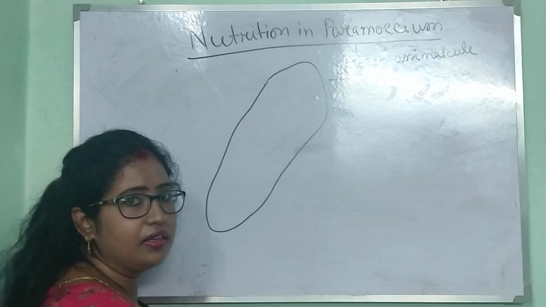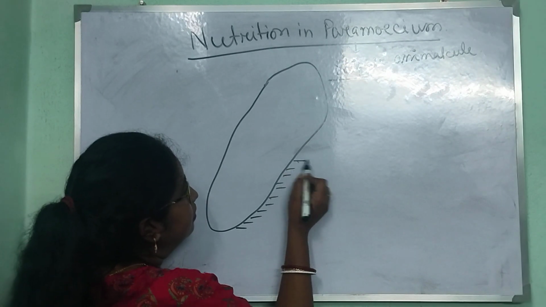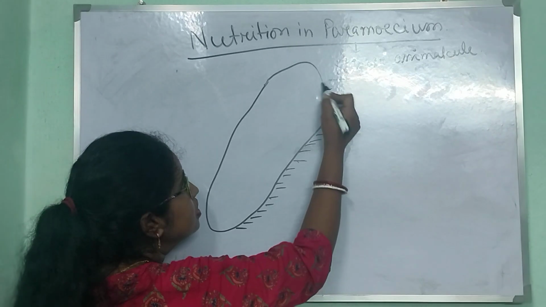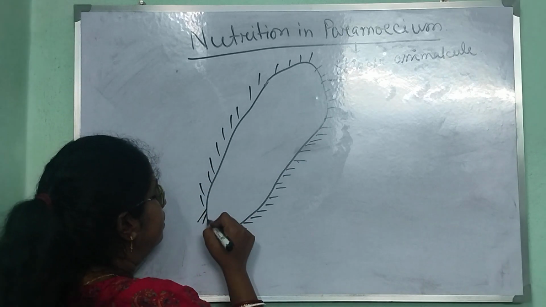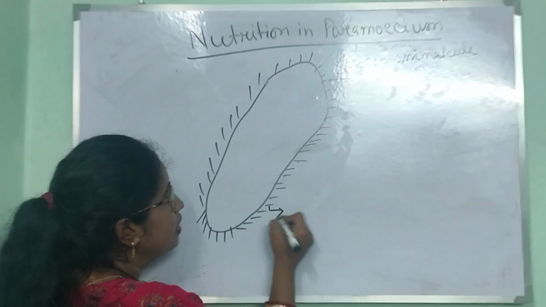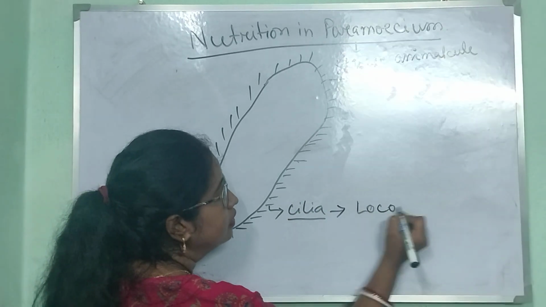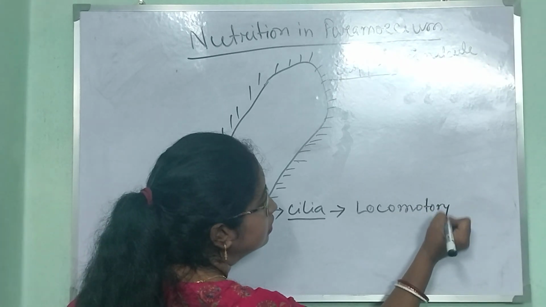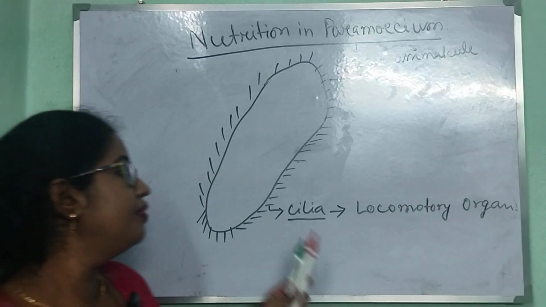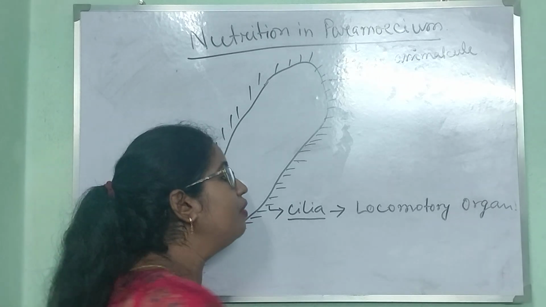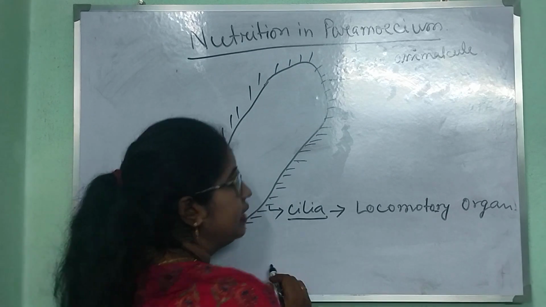So Paramecium looks like this kind. They have various hair-like projections outside their body. This hair-like projection is known as cilia. It is also its locomotory organ. So if we talk about the locomotory organ of Paramecium, it is cilia.